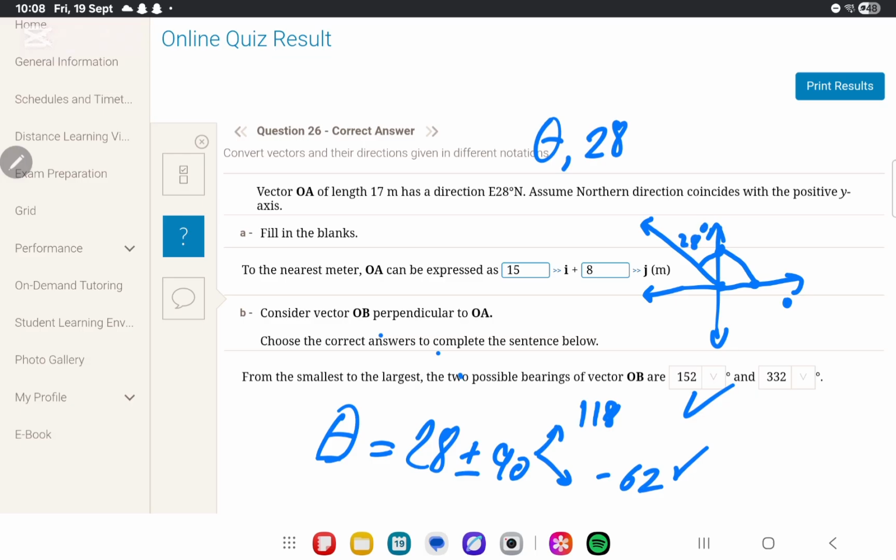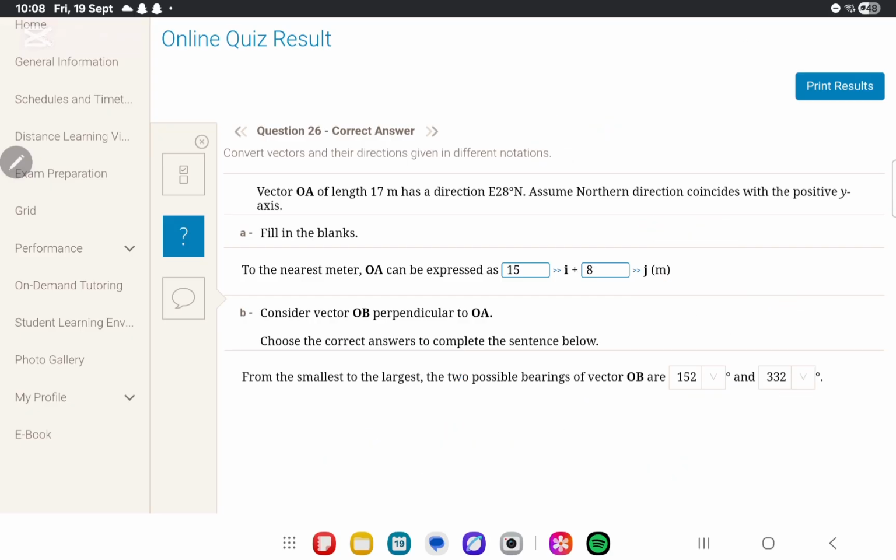Okay, now, so you start off from the positive y-axis and go clockwise. 90, 180, 270. What's 90 minus 28? 62. So here's 62 degrees, right? So 90, 180, 270. 270 plus 62 gives me 332, and that's my second bearing.